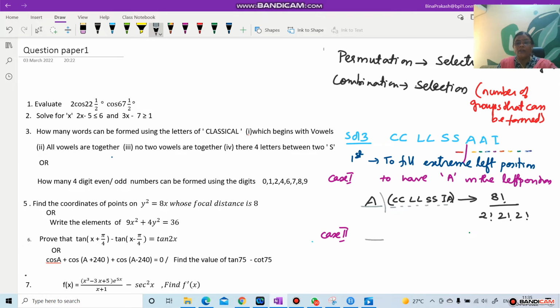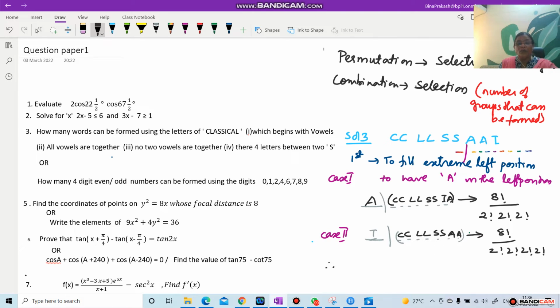I is another vowel, so we fix I here. So what elements do we have for the rearrangement here? The elements that you have for the rearrangement are the two C's, two L's, two S's and the two A's. So that gives us the number of words that can be formed from this set. That is, there are four elements repeating twice.